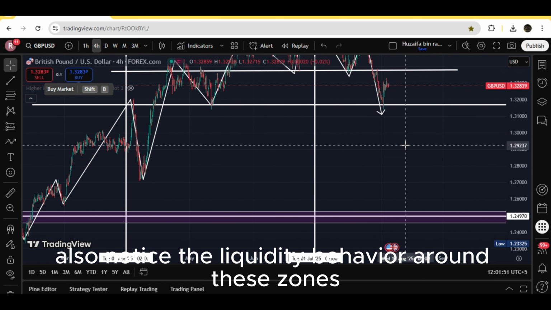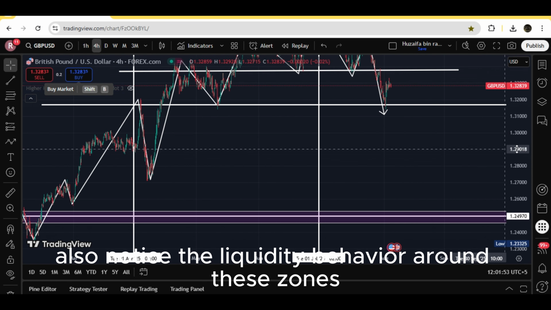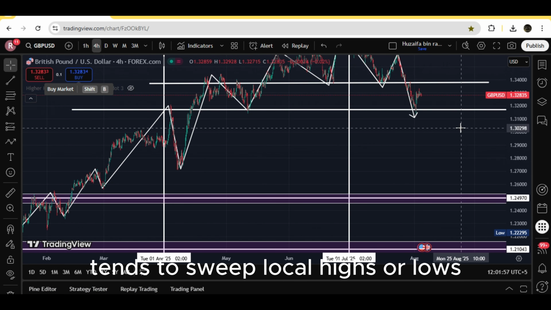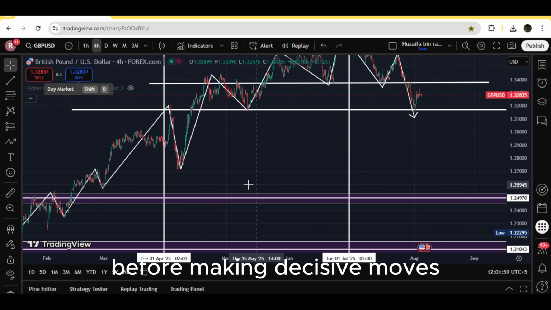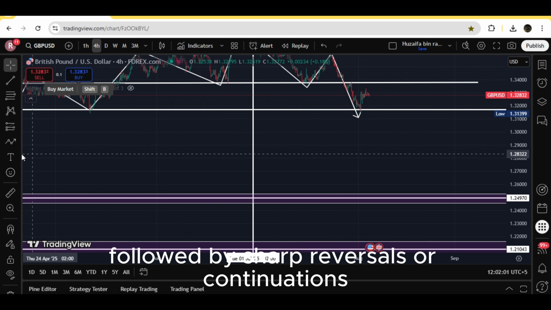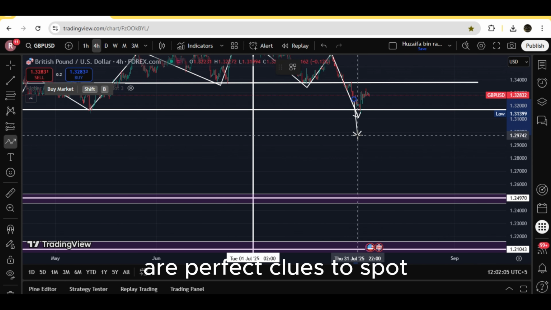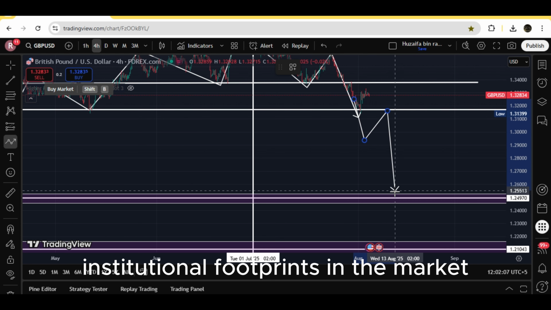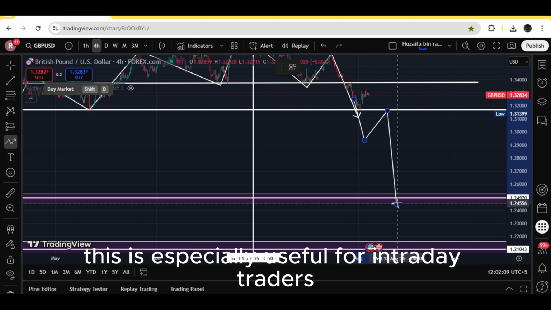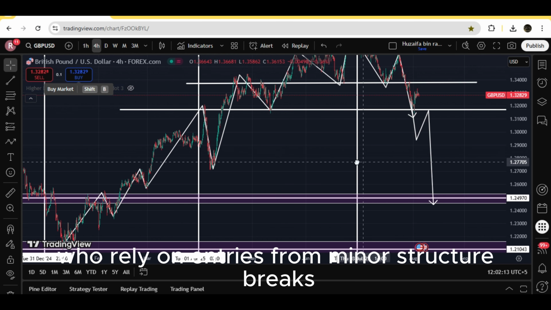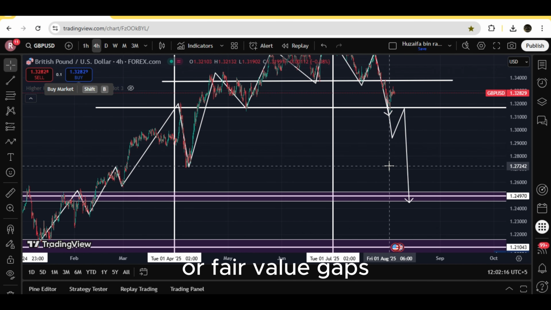Also, notice the liquidity behavior around these zones. On the 4-hour, price tends to sweep local highs or lows before making decisive moves. These liquidity grabs, followed by sharp reversals or continuations, are perfect clues to spot institutional footprints in the market. This is especially useful for intraday traders who rely on entries from minor structure breaks or fair value gaps.